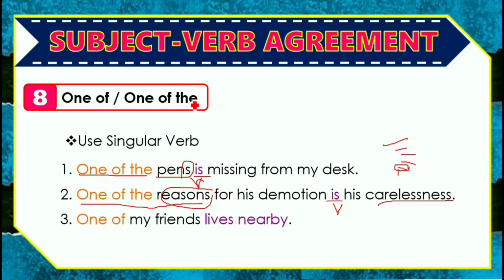Another one is one of my friends lives nearby. So one of my friends, so you have a lot of friends, and one of your friends lives nearby. So again, you're just talking about one friend here. That is why you need a singular verb with s.